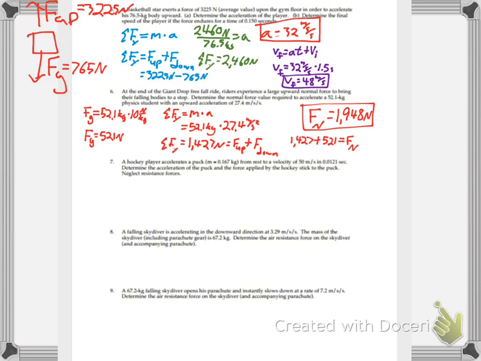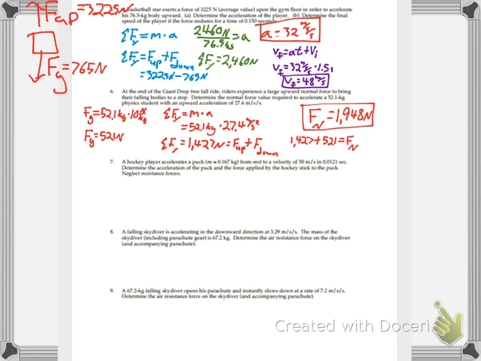Number 7 gives us a hockey player accelerating a puck with a given mass from rest to a velocity after a certain amount of time. Determine the acceleration of the puck and the force applied by the hockey stick to the puck. First, we want to determine the acceleration of the hockey puck.